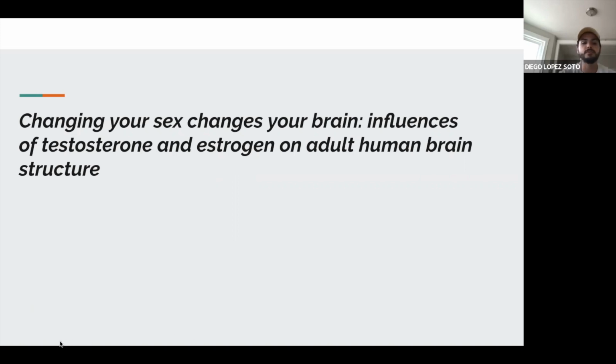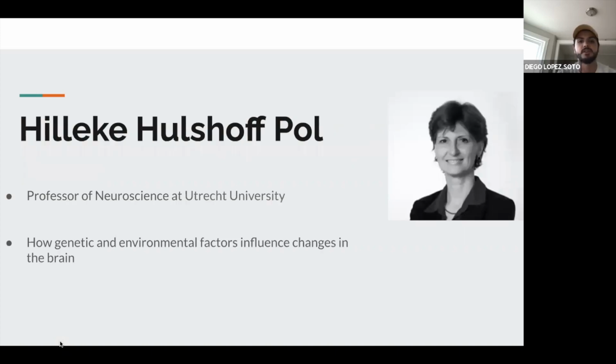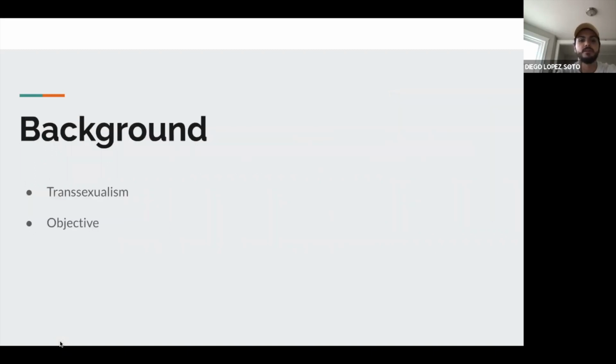Lastly, the third paper is called "Changing Your Sex, Changes in Your Brain: Influences of Testosterone and Estrogen on Adult Human Brain Structure," which is reported by Haley K. Holshow-Pohl. She's a psychologist and researcher in the field of neuroscience. Her research focuses on which genetic and environmental factors influence changes in the brain and how these influences are related to cognitive functioning. She studies the changes in brain structures and functioning during prenatal and postnatal development and aging.